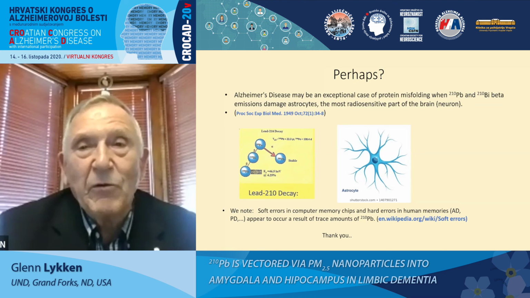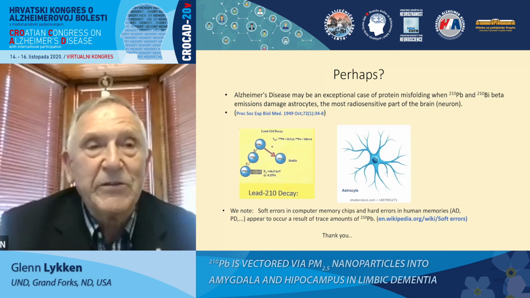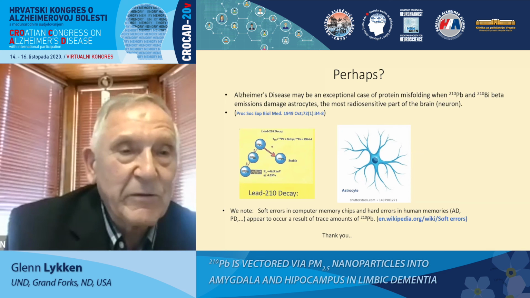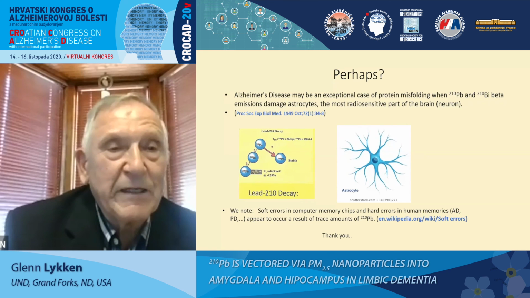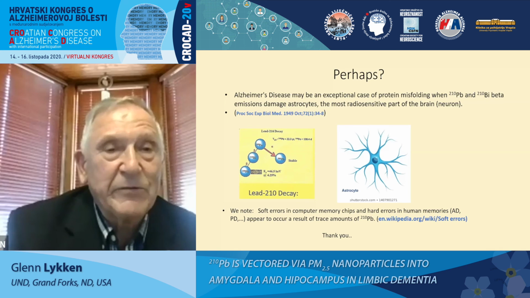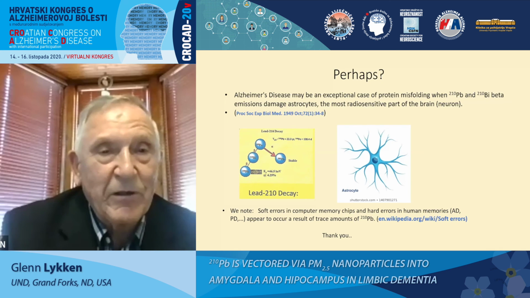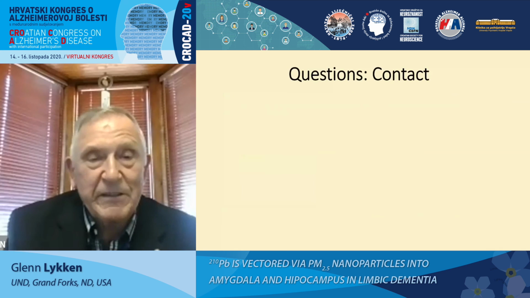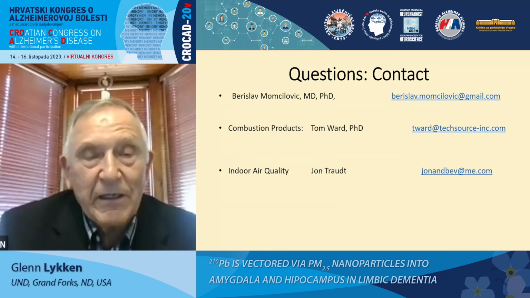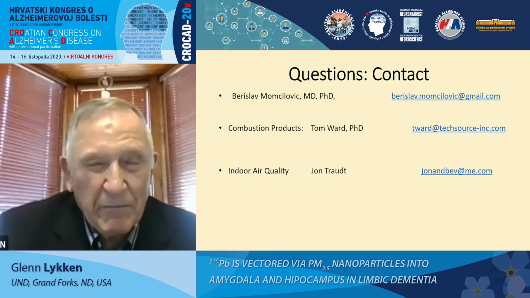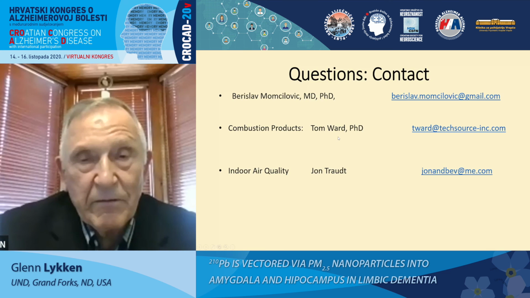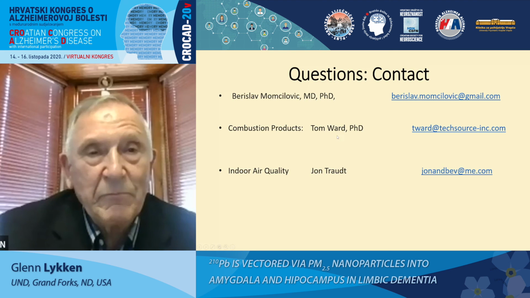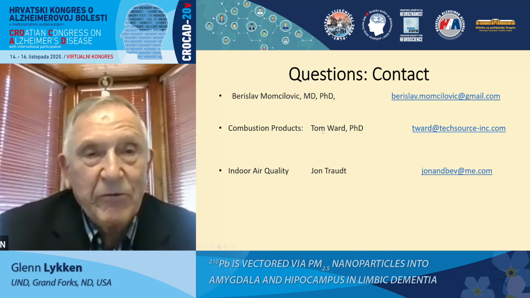It turns out that the most radiosensitive part of the brain is the neuron. Notice the yellow: you've got lead-210 in the lower left. It emits a beta particle and becomes bismuth-210, which emits another beta particle and becomes polonium-210. Polonium-210 sends out this cannonball, the alpha particle. So perhaps the astrocytes are damaged by the beta particles, not to mention what the alpha particles do, and the whole problem may result in Alzheimer's.